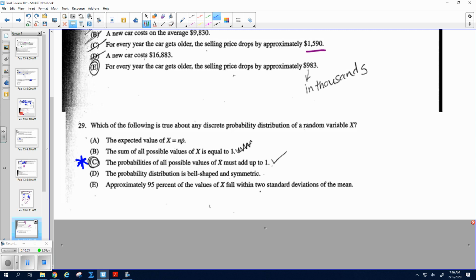One way to check that it's actually a legit probability distribution is that it adds up to 1. This one also talks about adding up to 1, but it says the sum of all possible values of X. Remember, X goes on the top, and the probability of X goes on the bottom. These values up here could be anything. They don't have to add to 1. It's the probability of those that have to add to 1, so it is C.